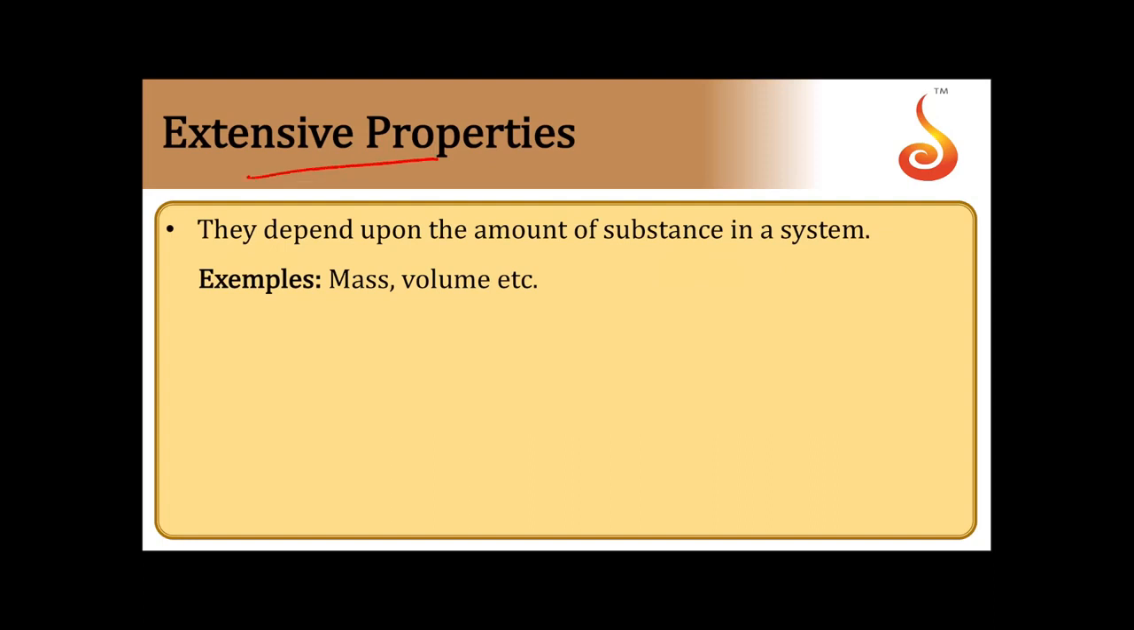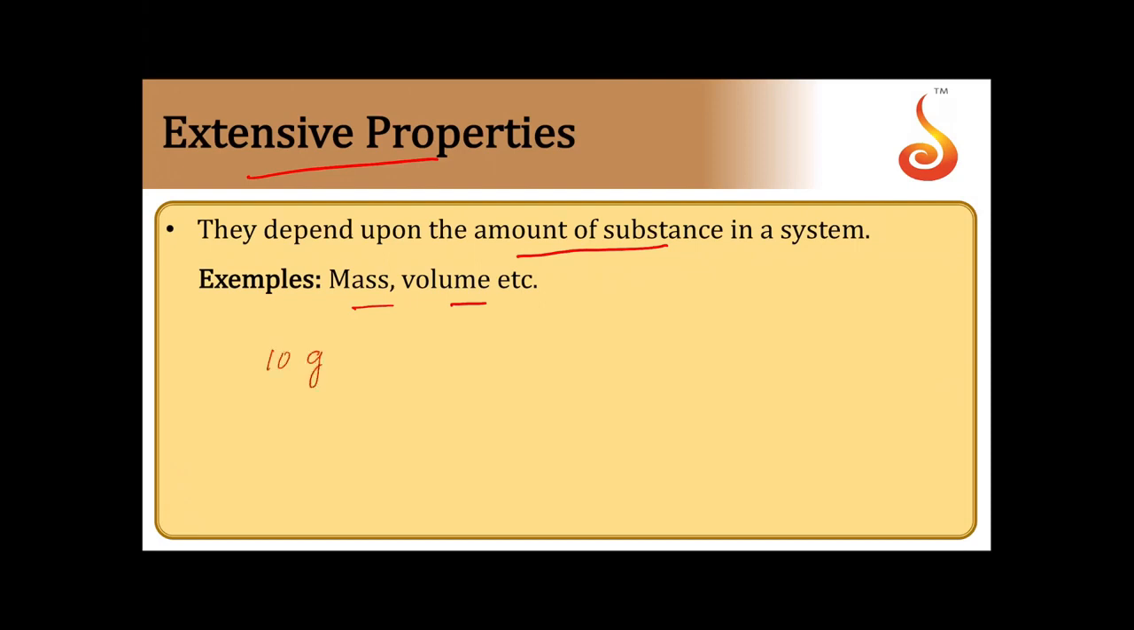Then comes extensive property. An extensive property depends upon the amount of the substance which we take. That is to say, mass, volume, etc. It depends upon how much we take and doesn't depend upon what we take. An extensive property is an additive property of a system.